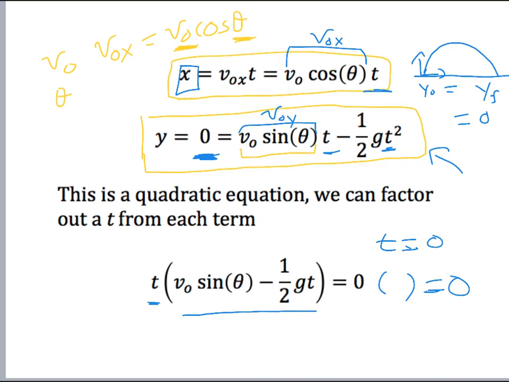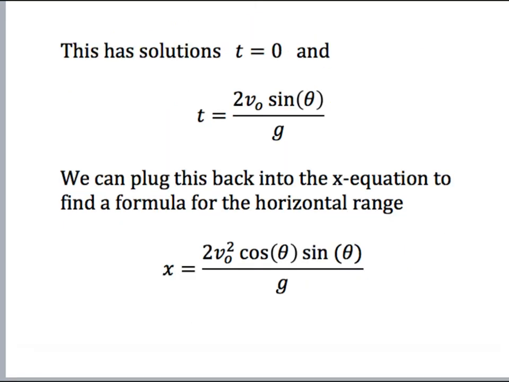So I know that the projectile is launched at t equals 0, so that gives me the root when it was at a height equal to 0 over here. So the stuff in the brackets must be the solution that corresponds to when it strikes the ground on the other side. And so if I set this equal to 0 and solve for the time, that'll give me the time that I'm looking for. When I do that algebra, I get my first solution, t equals 0, and then my second solution, t equals 2 v naught sine of theta divided by g.